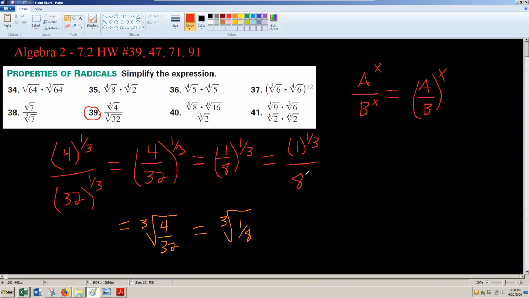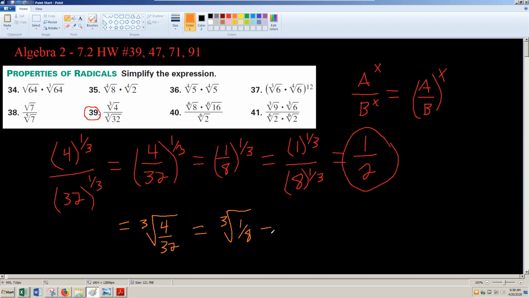So let's split this into 8 to the 1/3 on the bottom, and we have 1 to the 1/3 on top. 1 to the 1/3 is the cube root of 1, which is just 1. Here I have 8 to the 1/3, so the cube root of 8 is just 2. So my final answer here would be 1/2. And you can do that from here as well.